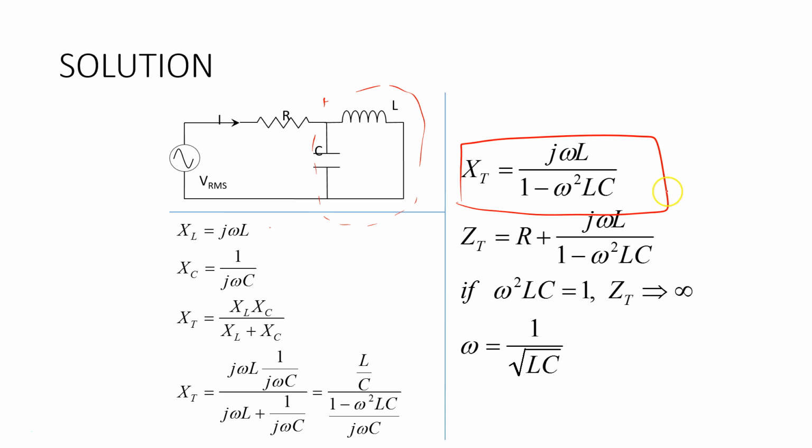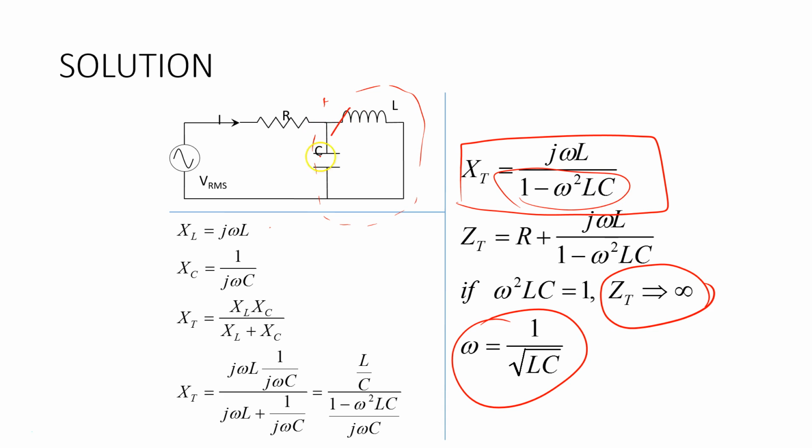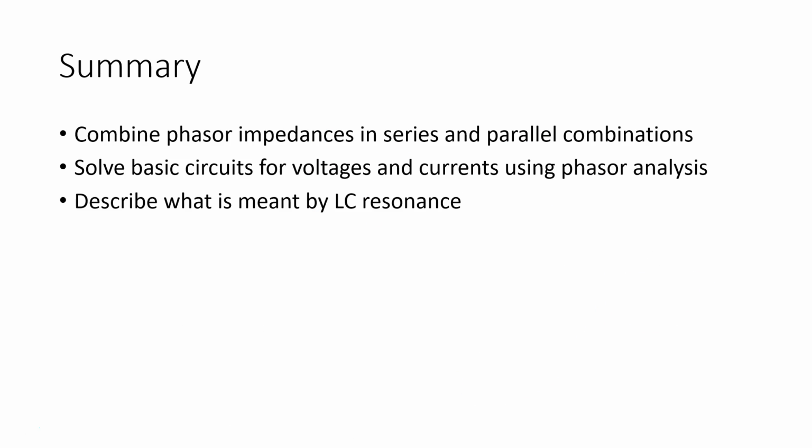So we see here this time is the same, except we have the same resonant point, 1 minus omega squared LC, which means omega is 1 on square root of LC. Except this time when we have resonance, when omega squared LC is equal to 1, the impedance goes to infinity because we'll have j omega L on 0. So in this case, when they cancel each other, it makes it look like an open circuit and the current will go to 0.